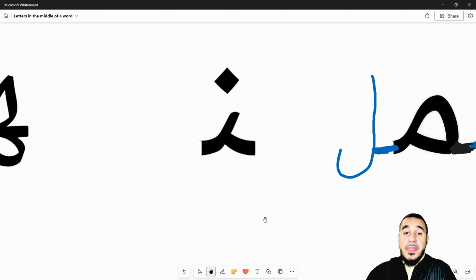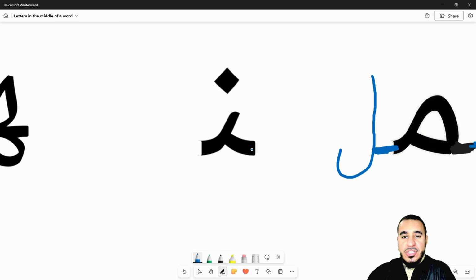The noon. The noon, we said, was the same as what? The ba, ta, tha, and the ya as well. They all have the same shape when they're at the beginning of a word, but they also have the same shape when they are in the middle of a word. So it's just this shape that goes like this. But the noon, of course, has a dot above it, a singular dot above it.